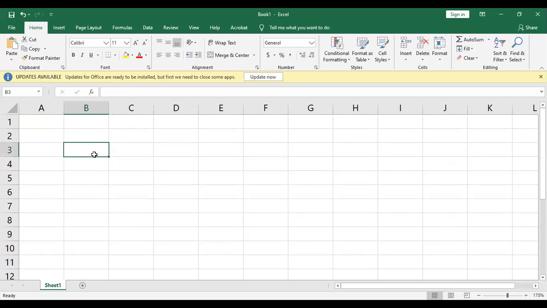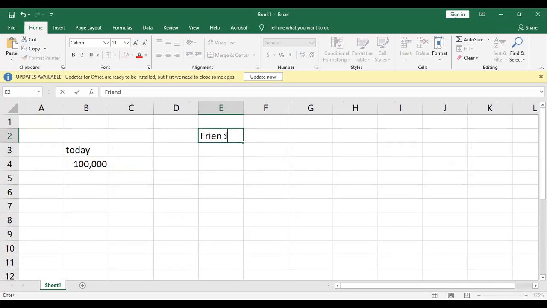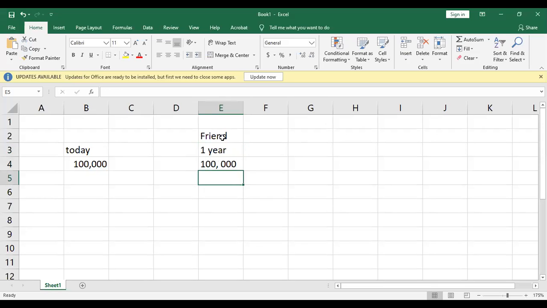So we have today 100,000 rupees in your hand. Your friend asks for this money, and he tells you that he will pay back this money in 1 year, and he will give you the same amount. My question is, are you willing to give this money to your friend? Today you have this 100,000, and he wants this money and promises that he will repay the money in 1 year. So, do you agree on this?